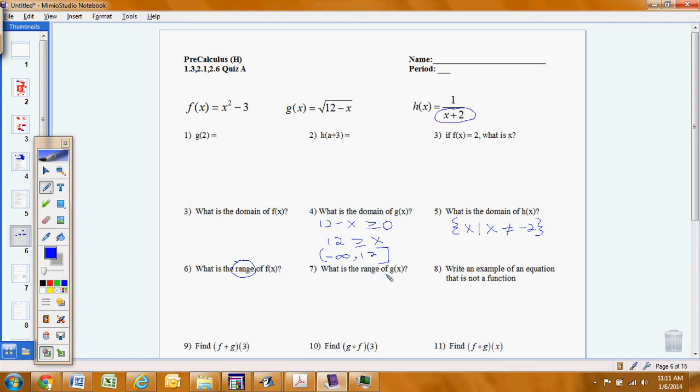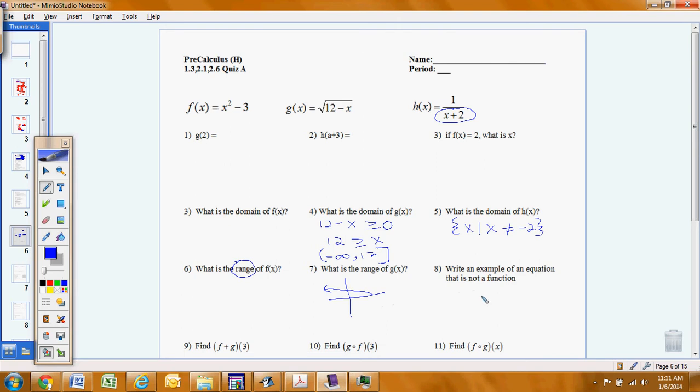The range of g of x, the same thing, we would graph it. And if we graph g of x on our calculator, it would look something like this. So the range is the lowest that goes to the highest it goes. So the lowest it goes is 0, and the highest it would ever get to would be infinity. So its range would be 0 to infinity.